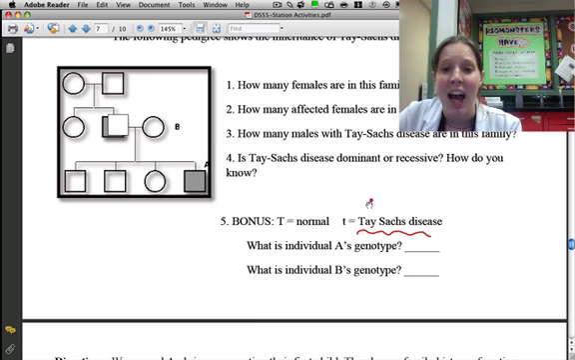So in order to have Tay-Sachs disease, what would have to be their alleles? They can't have any big T's or they would be normal. So individual A's genotype must be little t, little t. And I'm going to go ahead and write that on my pedigree.